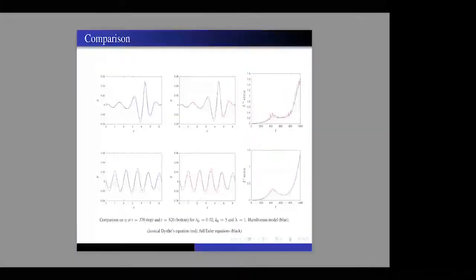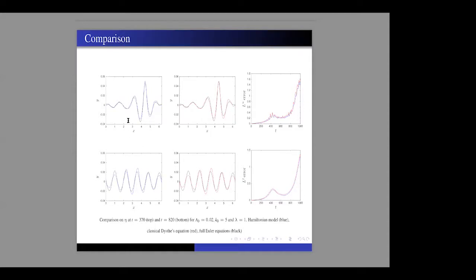This is for stronger perturbations. So as expected, you see the Benjamin-Feir instability show up pretty quickly. At the top here, that's at T equals 370. And at the bottom here, that's at T equals 820. So you have some sort of repetition of wave patterns over time. And this is the maximum modulation that you see. So one hump, as I said earlier, one hump for this set of parameter values.